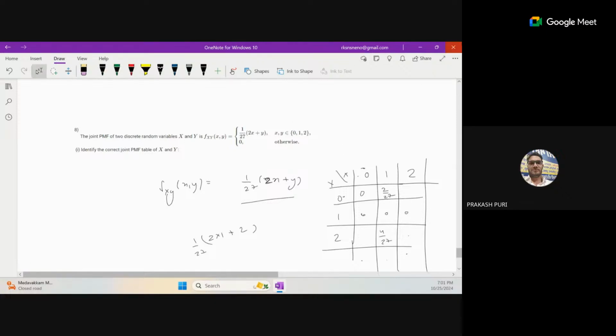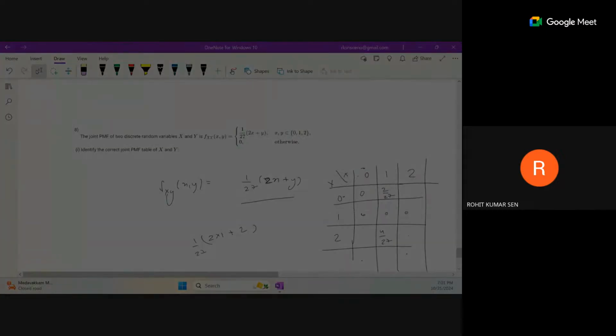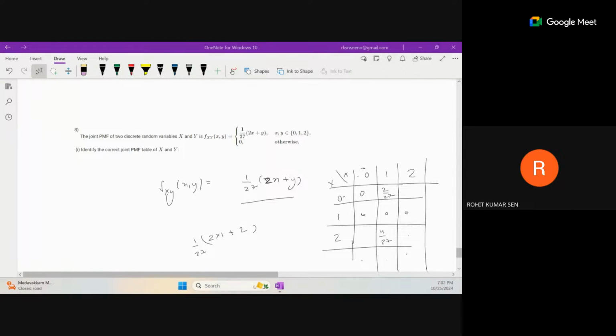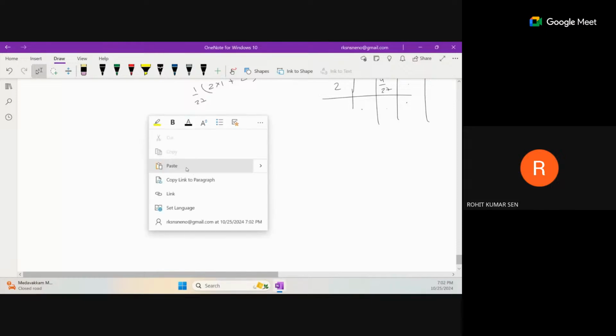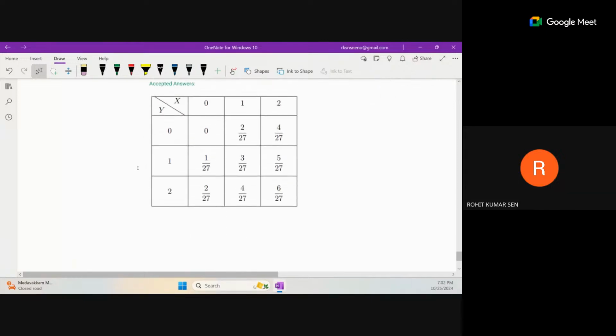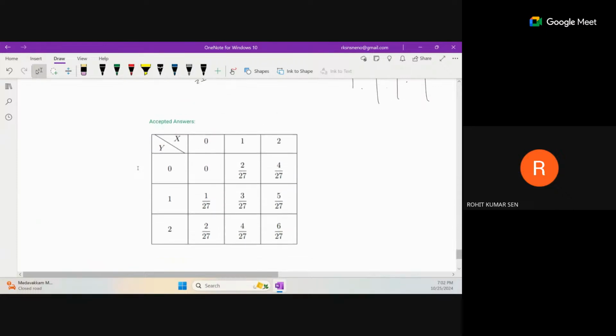Yeah, clear, sir. Okay, so I will take whatever the correct answer is and just paste it here. Okay, so this is my correct answer for this. How have they solved it? You just need to plug in the values and you will get that same table. So this is my answer. Okay, sir. Next question.